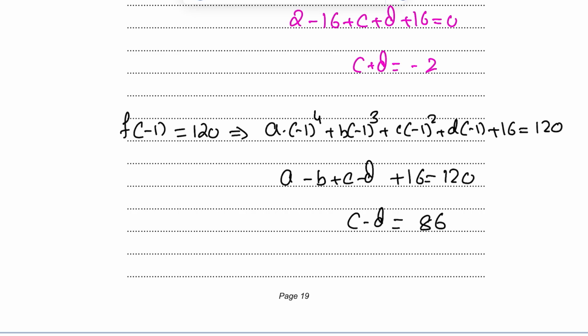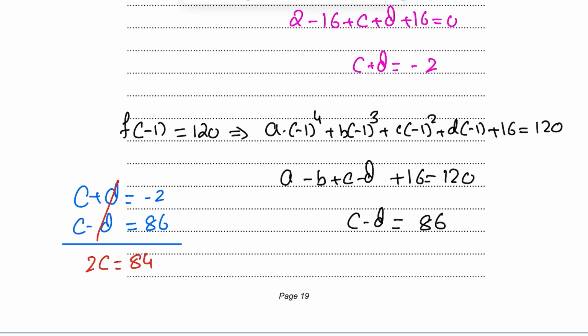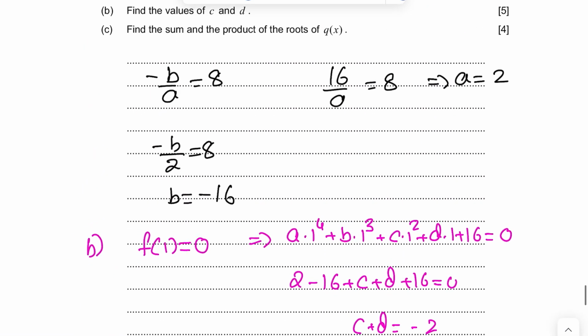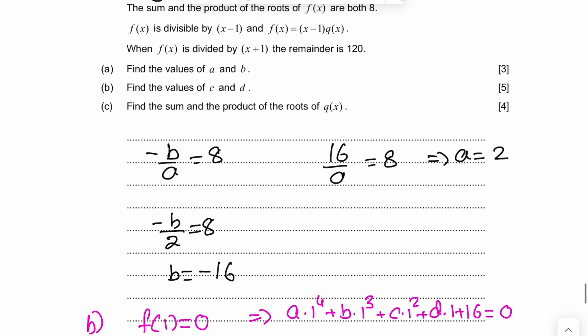So I got two equations. c plus d equals negative 2 and c minus d equals 86. Solve those two equations. 2c equals 84. So c equals 42. Plug in c equals 42. 42 minus d equals 86 implies d equals negative 44. I got the values of c and d. Hence, find the sum and product of the roots of q of x.